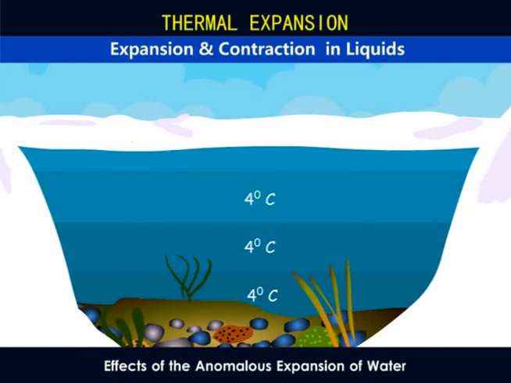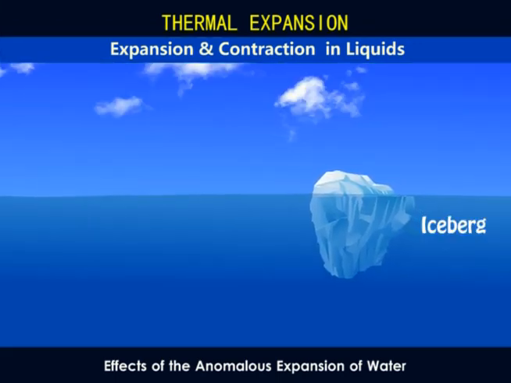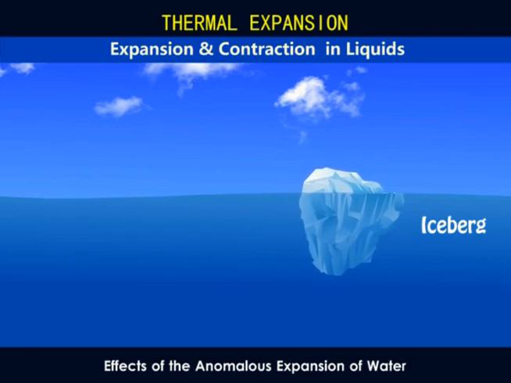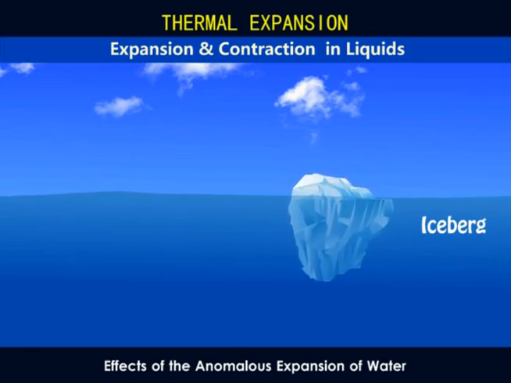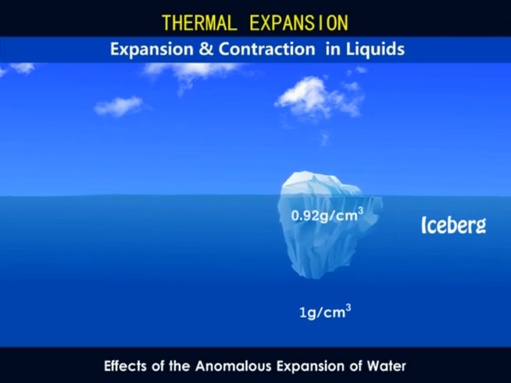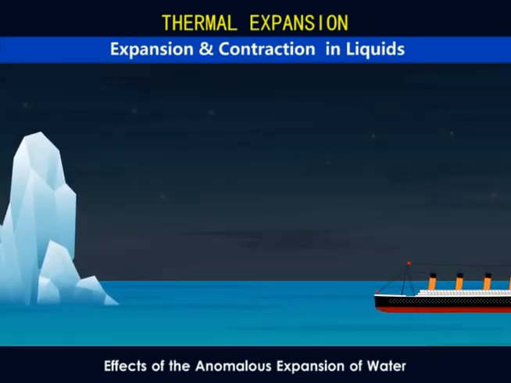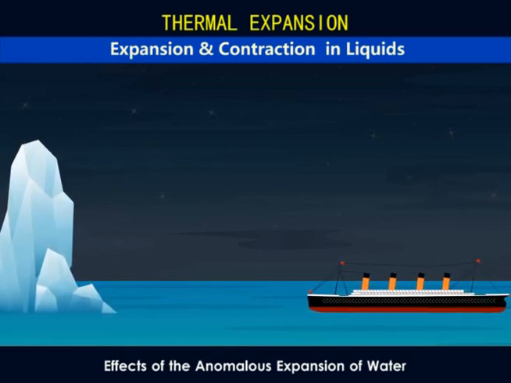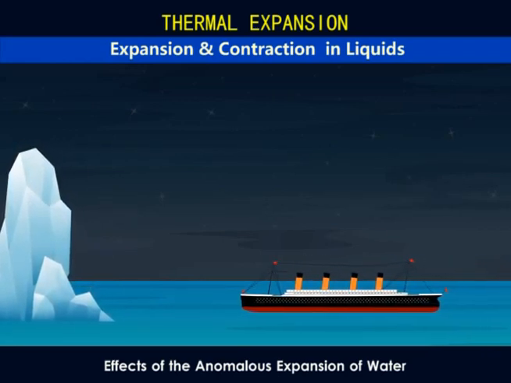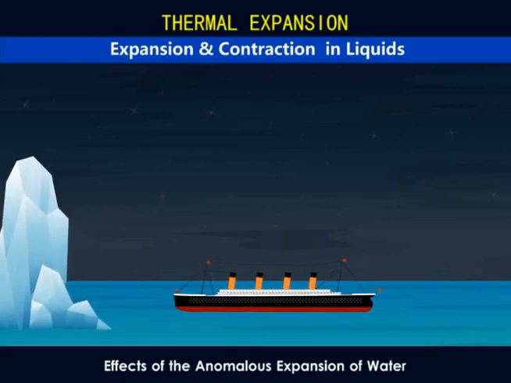It is also responsible for the formation of icebergs. These are huge masses of ice that float on water. The density of ice is 0.92 grams per cubic centimeter, which is slightly less than that of water. This makes the iceberg float on water with only a small portion visible on the surface. The huge portion is below the water, which makes icebergs a huge risk for ships because navigators cannot see the huge mass under the water. Icebergs have been responsible for major ship accidents, including the famous Titanic.